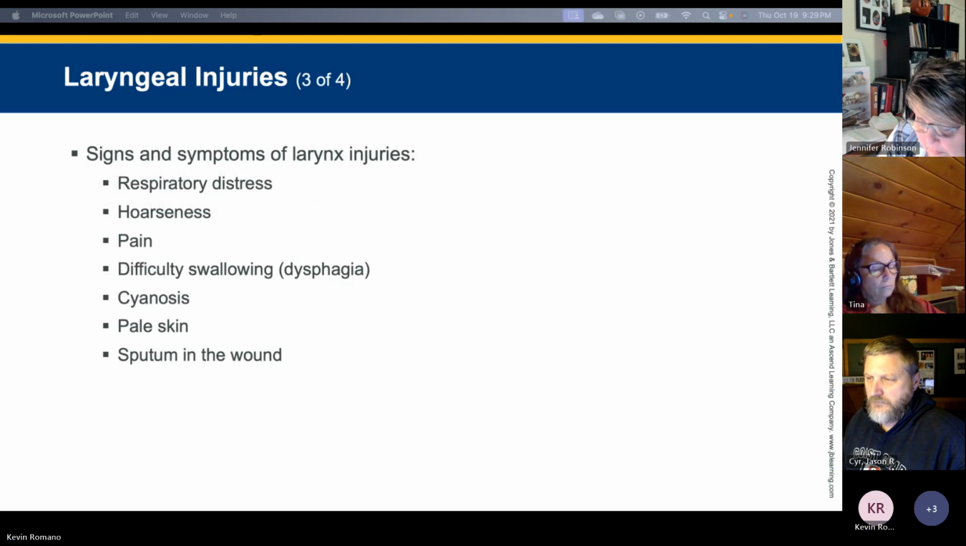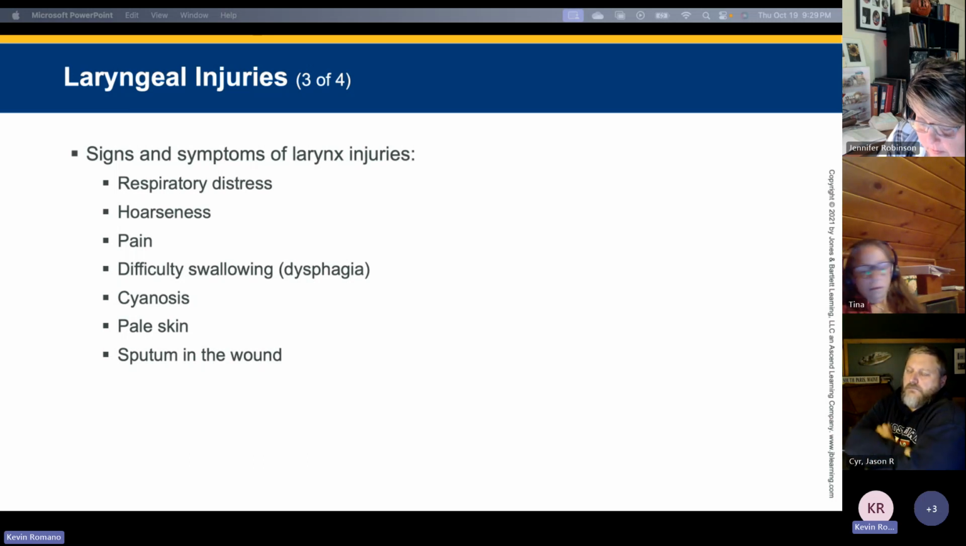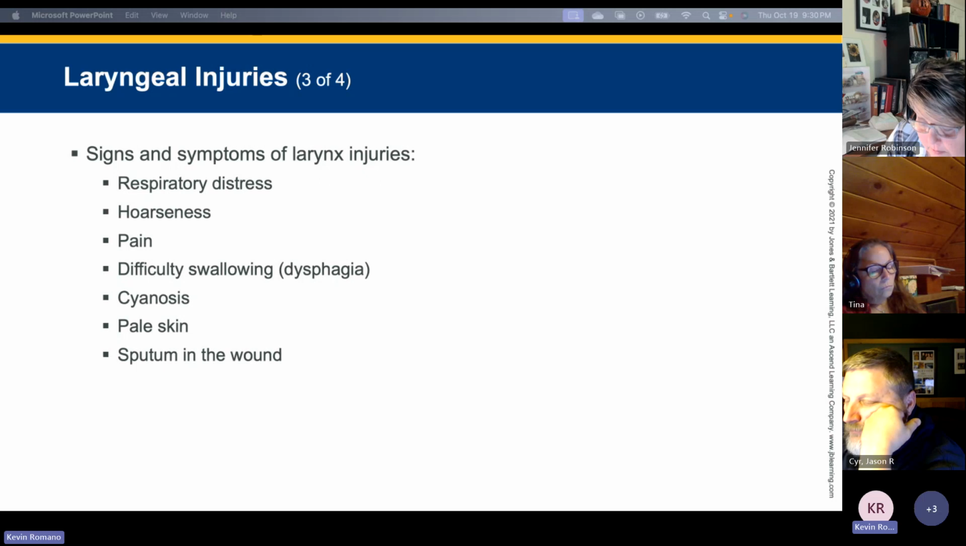Two more to go. Significant injuries to the larynx pose an immediate risk of airway compromise. Signs and symptoms of larynx injuries include respiratory distress, hoarseness, pain, difficulty swallowing, cyanosis, pale skin, sputum in the wound, subcutaneous emphysema, bruising on the neck, hematoma, and bleeding. So, things to look for.